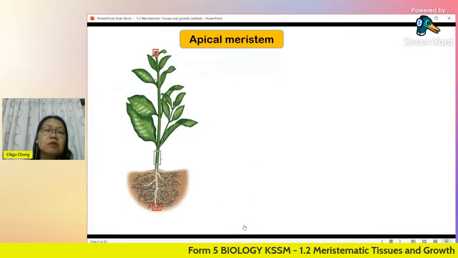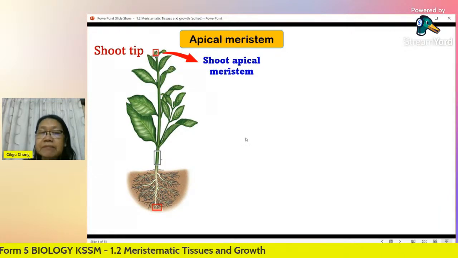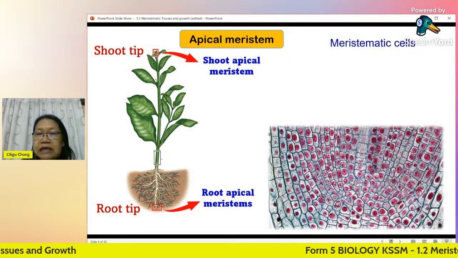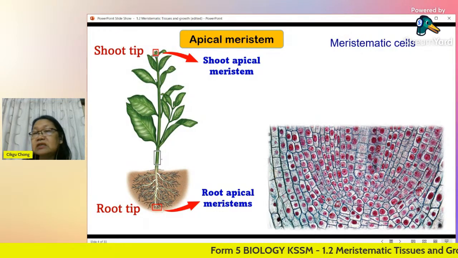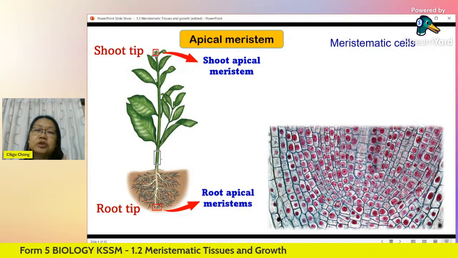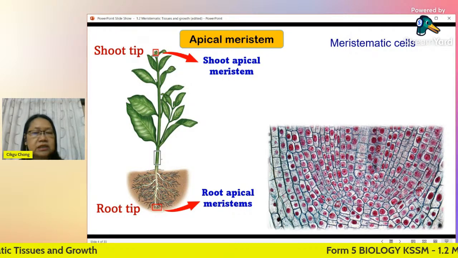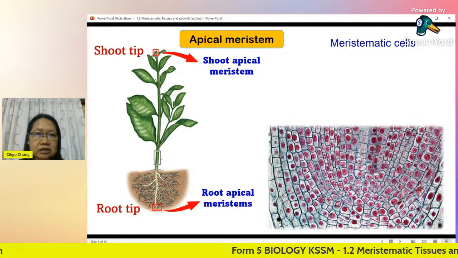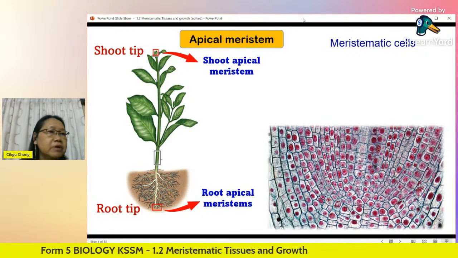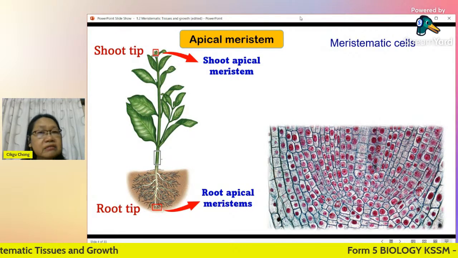Okay, some more about the apical meristem. Here, this is the shoot tip, we call the shoot apical meristem, and here is the root apical meristem at the root tip. Now, all these cells that you see in the first slide earlier, being stained purple, they actually show the nucleus. And if you were to magnify further, you will be able to see that the nucleus is undergoing different stages of mitosis. So some are probably at prophase, some at metaphase, some anaphase, and even some at telophase.